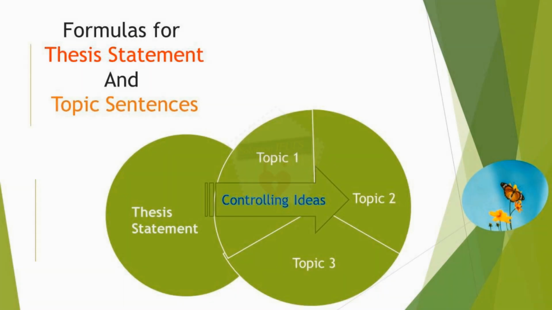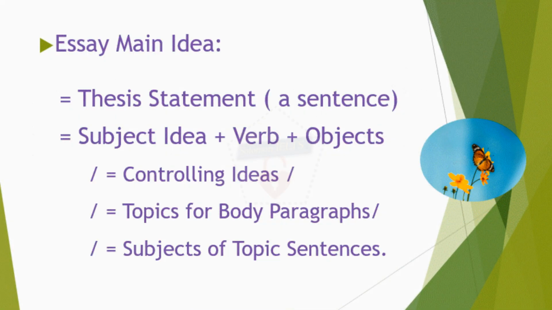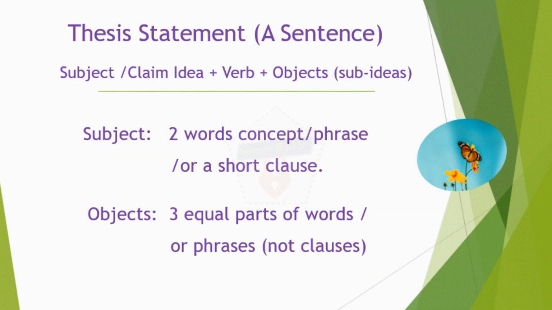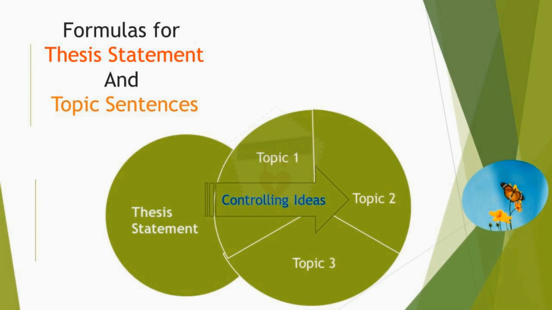A thesis statement is a sentence, and the formula of the sentence structure is subject or claim ideas plus verb plus objects or sub-ideas. The subject is a two-word concept or phrase, sometimes, rarely, a short clause. Objects normally are three equal parts, words or phrases. They shouldn't be clauses, otherwise it could be too long.